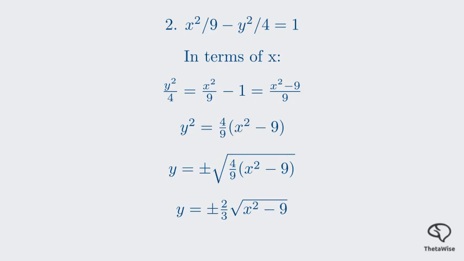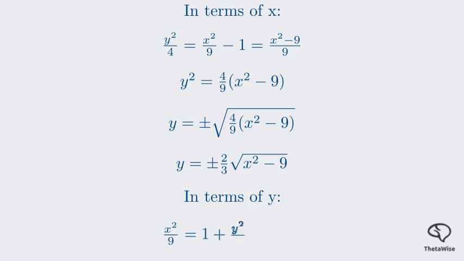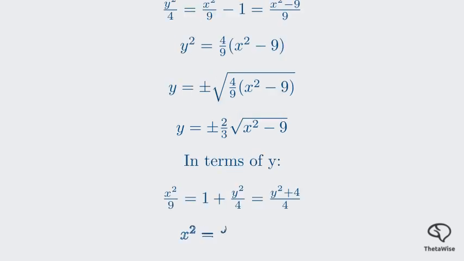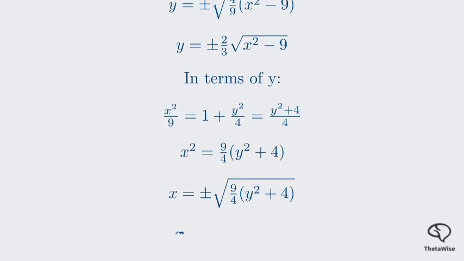Now for x in terms of y. The process is very similar. Add y squared over 4 to both sides, combine terms, multiply by 9, and take the square root. This gives us x equals plus or minus 3 over 2 times the square root of y squared plus 4.